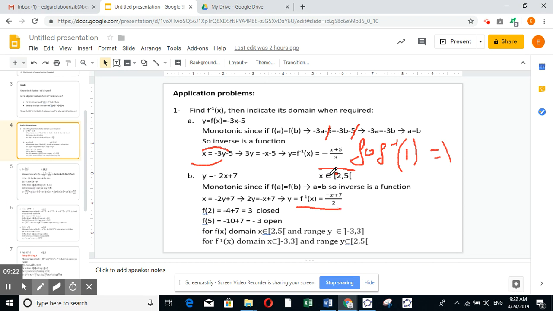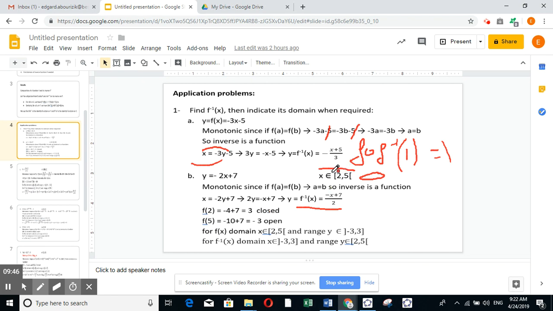Now the domain here for the function f is x belonging to 2 and 5. I need to find the domain of the inverse function. How do I find the domain of the inverse function? We said x will be y, y will be x. So I need to find the range, the codomain, the y will be x. For that reason, I replace x by 2. What do I get? f of 2 equals minus 4 plus 7, which is 3.